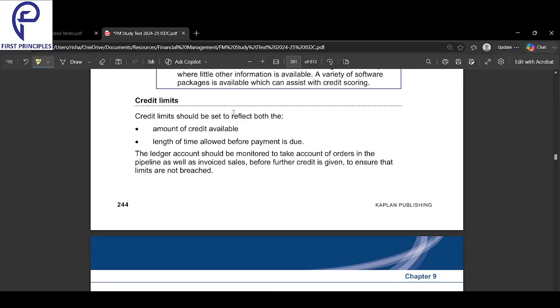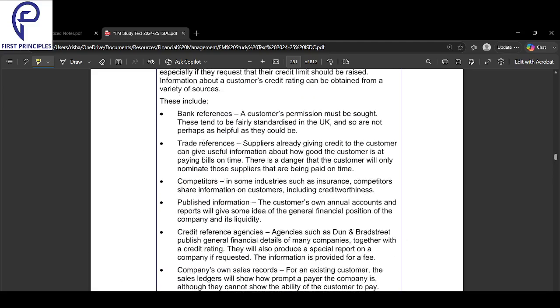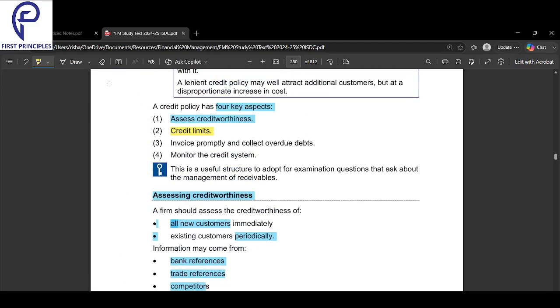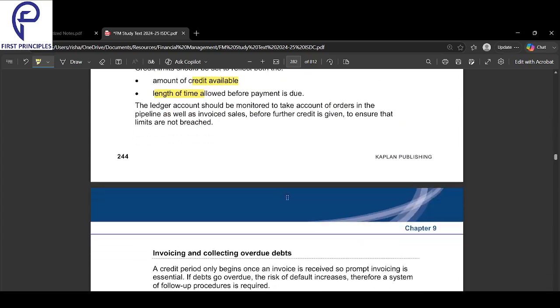So what is credit limit? It should be set to reflect both the amount of credit available, that is how much amount he can get, and for how long he can get it before he has to repay. How much money, and how long. How much and how long. That is called credit limits.